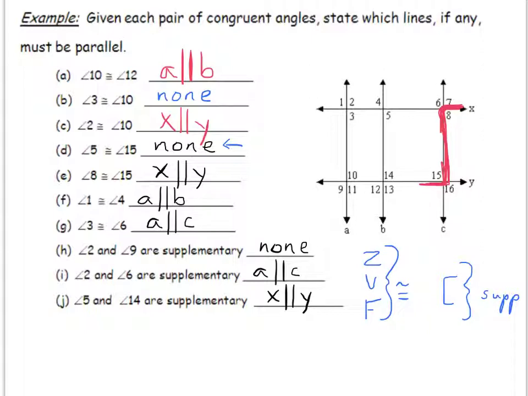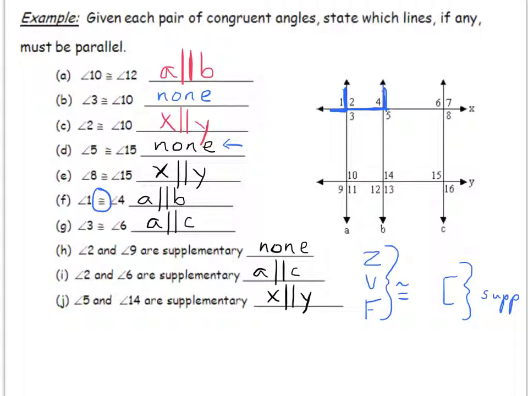If we take a look at 1 and 4, 1 and 4 are corresponding. So angle 1 and angle 4, they make the letter F. If they make a letter F, they must be congruent, and that's what we have listed. Therefore, angles 1 and 4 are congruent, corresponding. Angle 1 is made up of A and X, 4 is made up of B and X. They share X as my transversal, therefore A and B are parallel.